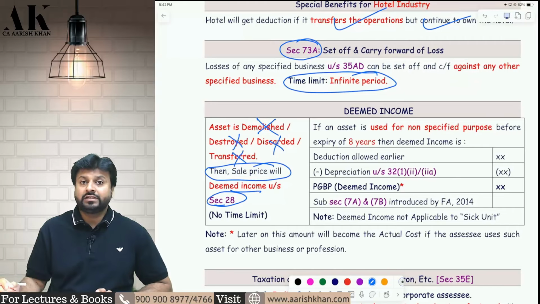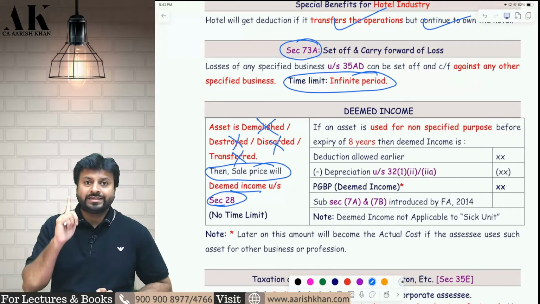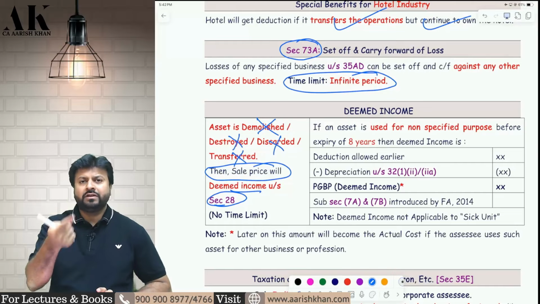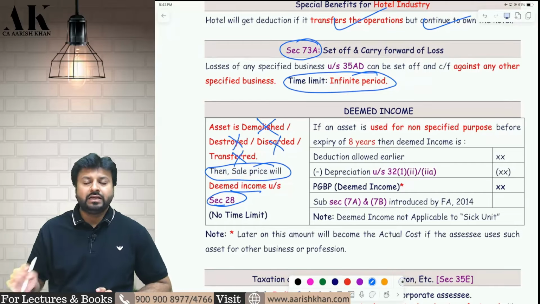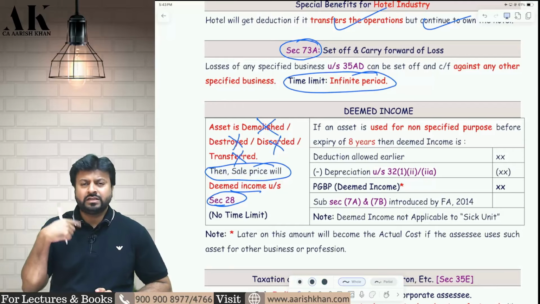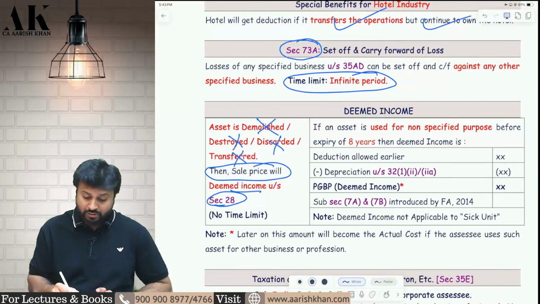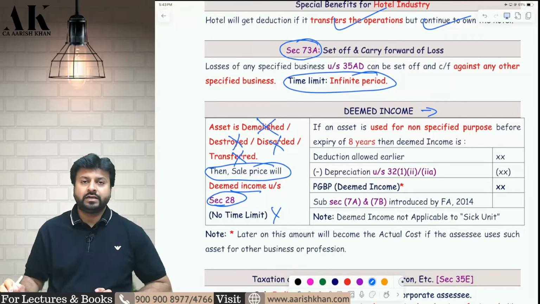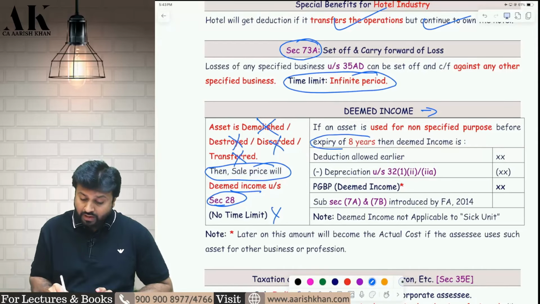This is a special charging section. If the asset on which deduction is claimed is discarded, demolished, destroyed, or transferred, then whatever amount you receive, you have to pay tax on that. Even after 10 years, 15 years, 20 years, 30 years, 40 years, 50 years, there is no time limit over here. Be very careful. But the second deemed income is if you purchase an asset, say a 100 crore rupees asset, and if you use that asset for any other business within 8 years, you have a lock-in of 8 years.